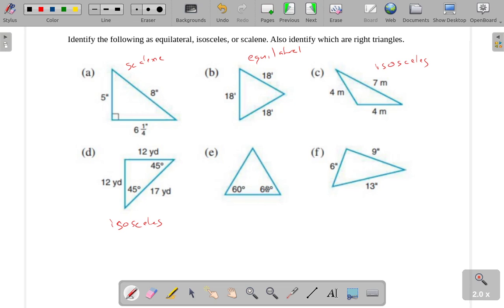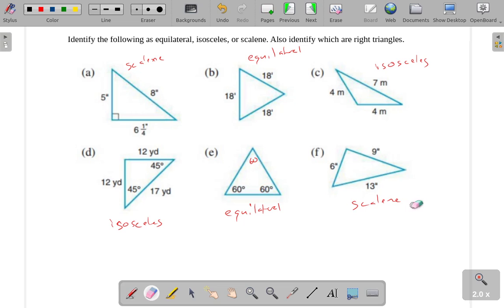This one, we have two angles that are 60-degree angles, which means the third angle would also have to be 60 degrees because they have to sum up to 180. And we've seen that when we have three 60-degree angles, this is actually an equilateral triangle. Alright, on this one we have all three sides being different lengths. That means it's scalene.